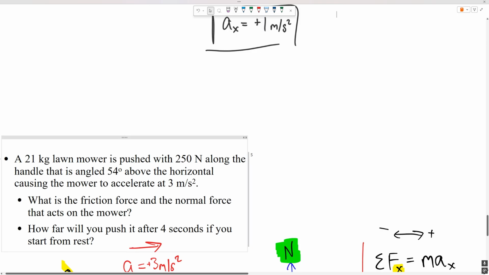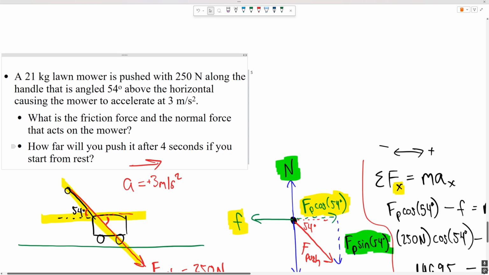So let's say we have a 21 kilogram lawnmower that is pushed with a 250 Newton force along the handle that is angled 54 degrees above the horizontal, causing the mower to accelerate at 3 meters per second squared. What is the friction force and the normal force that acts on the mower? And how far will you push it after 4 seconds if you start from rest?